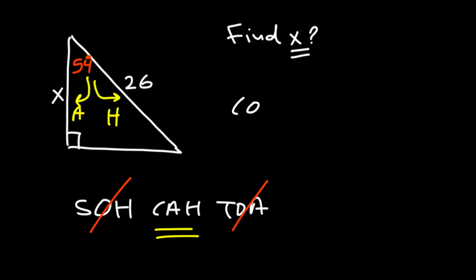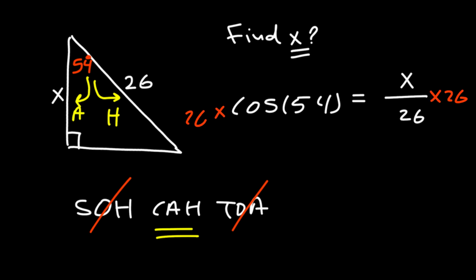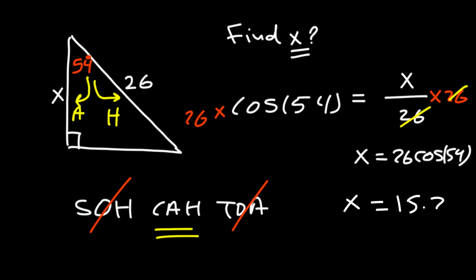Now let us solve the question. So it will be cosine theta, which is cosine 54, equal adjacent, which is x, right? As we said, this is x, this is the adjacent, divided by the hypotenuse, which is 26. Simply, I have to solve this equation for x. I will have to multiply both sides by 26. These two will cancel out. So in this case, x equals 26 cosine 54. Using the calculator, x equals 15.28.